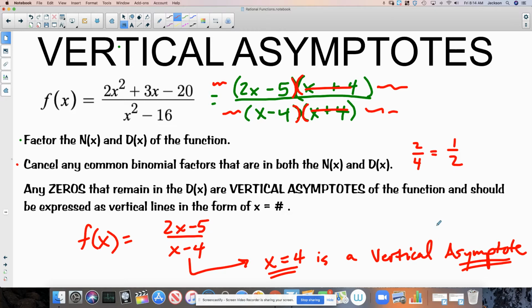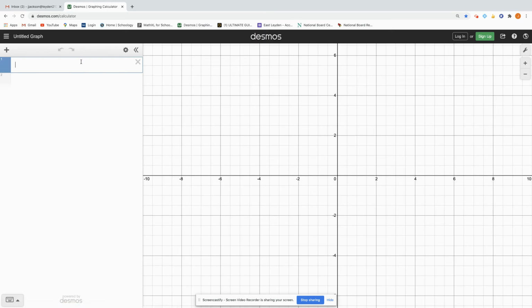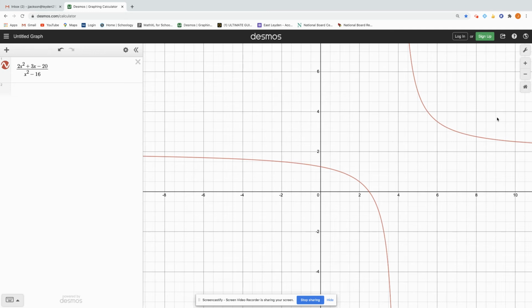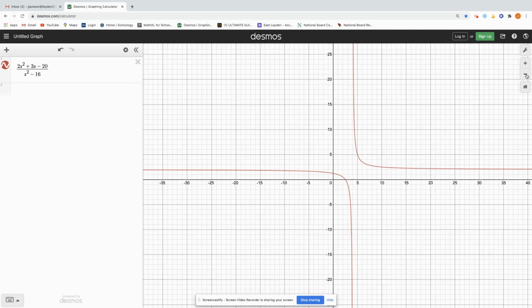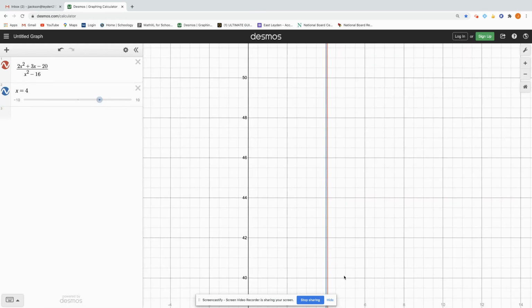And in terms of what this looks like on the graph, let's take a look, okay? Plug this in. So we get 2x squared plus 3x minus 20 over x squared minus 16. So we zoom out here, right? We saw this in a previous video. This is where that line, and we can put this line in here. Oops, sorry, x equals 4. So this vertical line, x equals 4, we see that's where that asymptote is. And we could, again, zoom in real close and get all the way up here, okay?